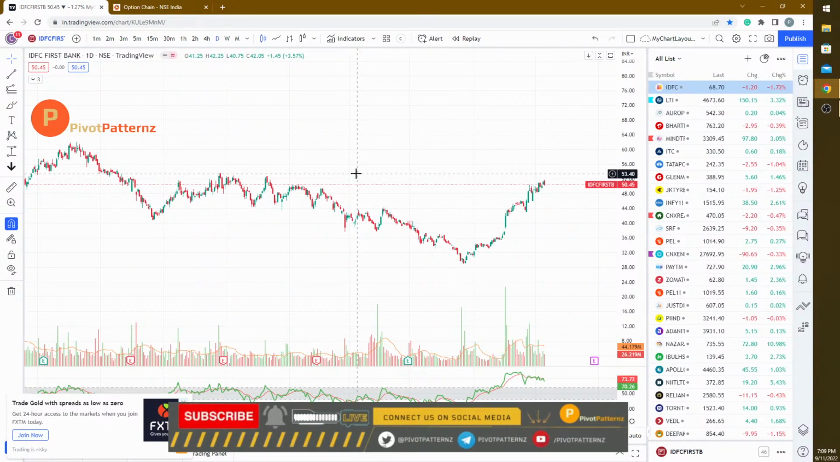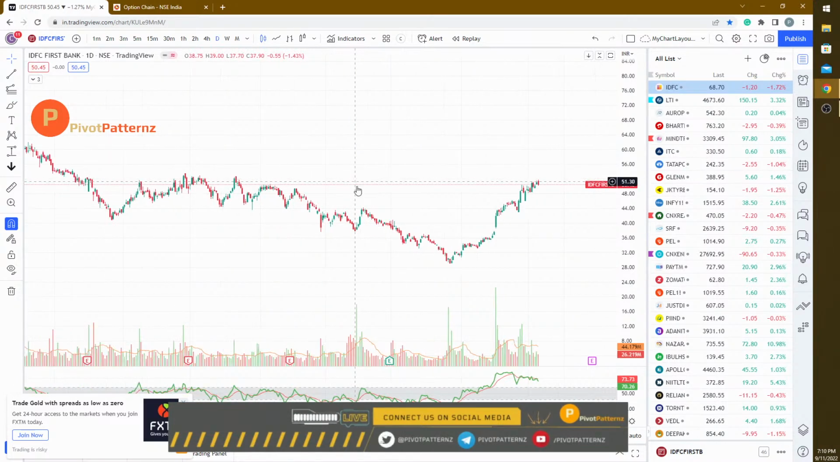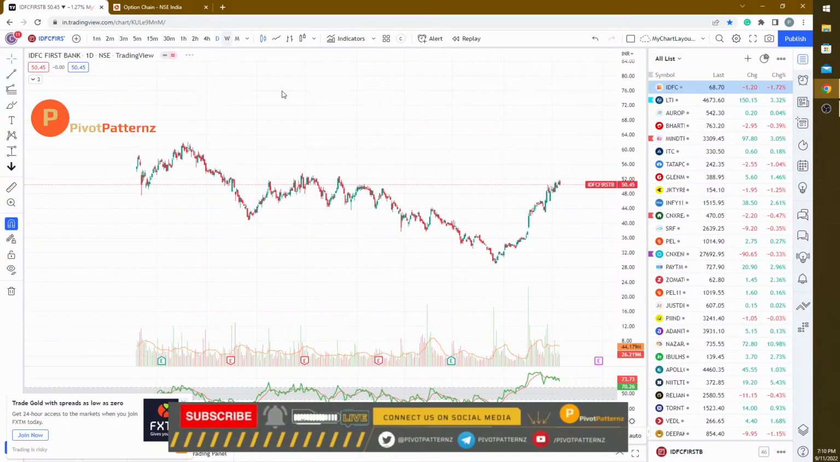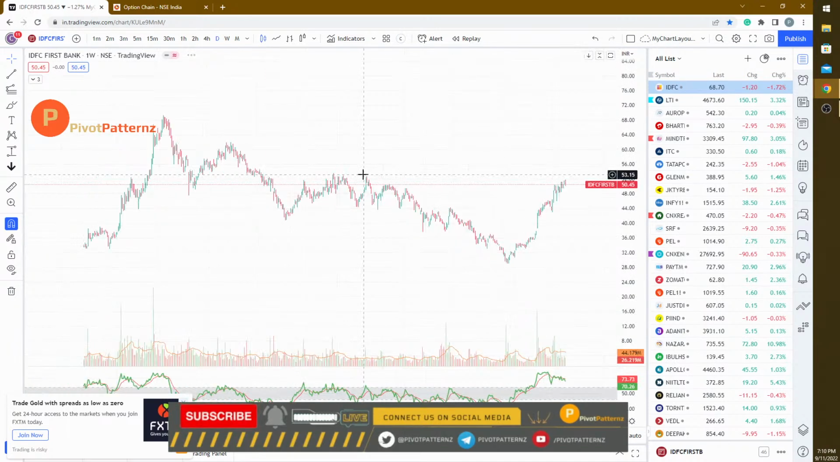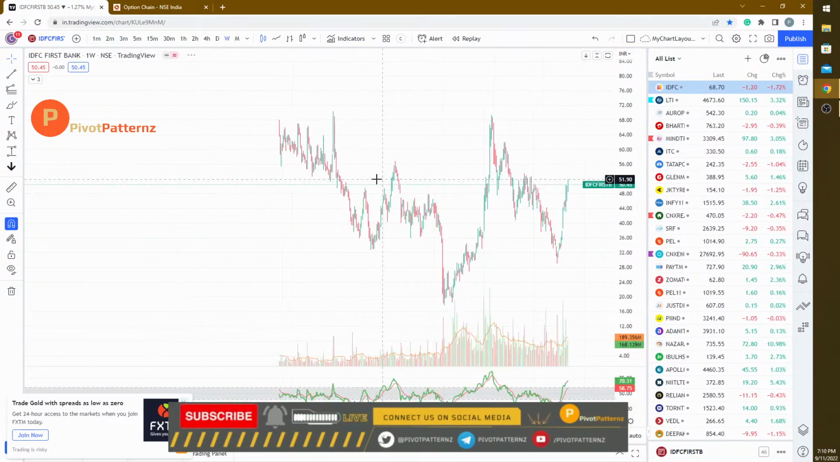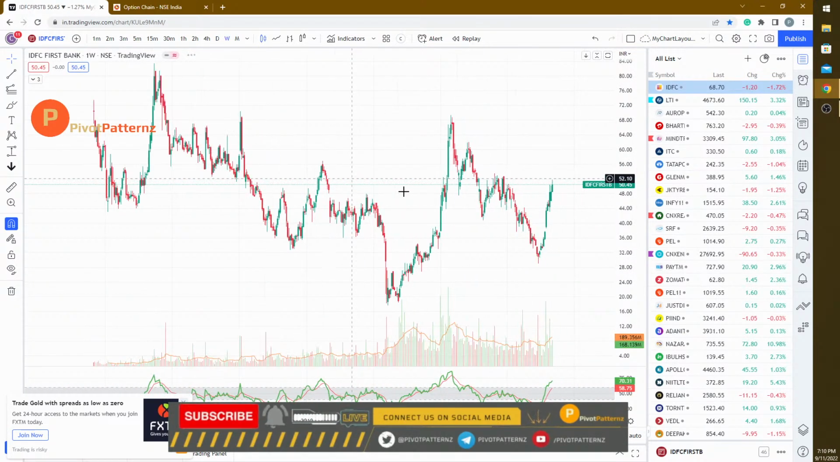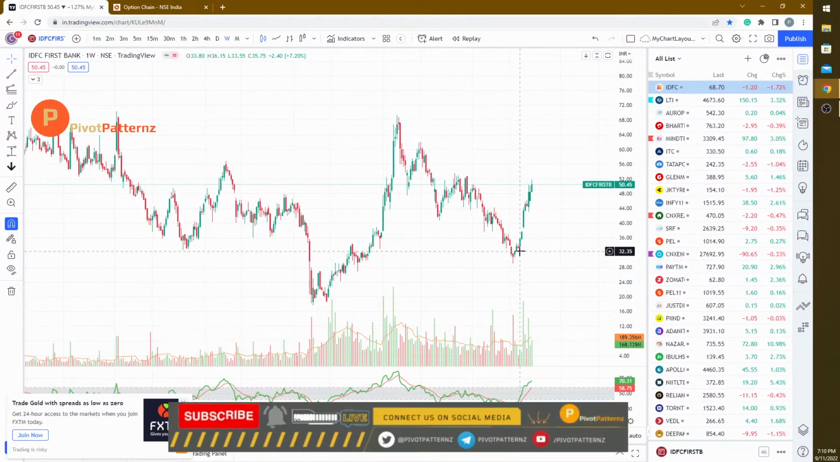Best Comedy asks about equity for long term. Equity for long term, I don't see anything right now, but it is nearing the resistance. If you have bought somewhere here, I think this is the support.